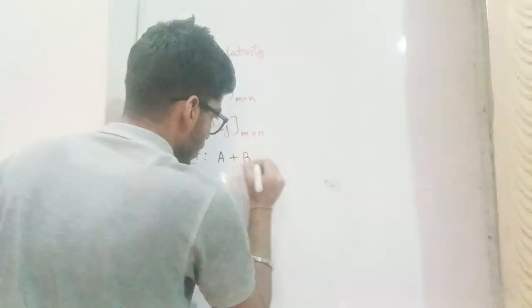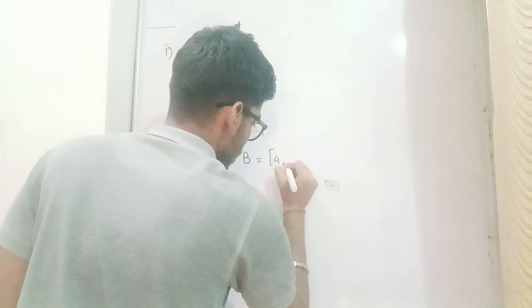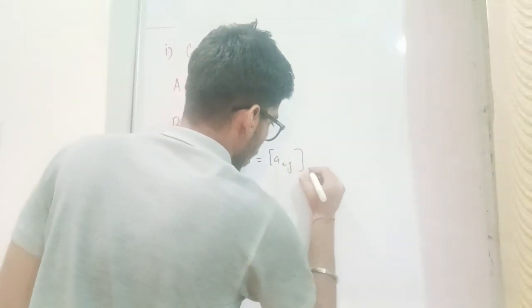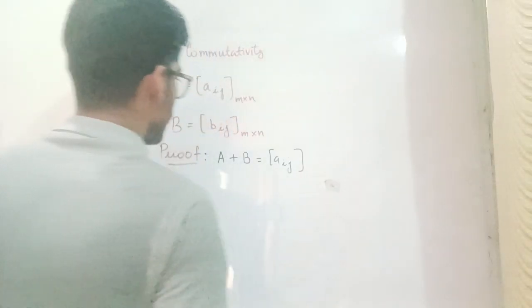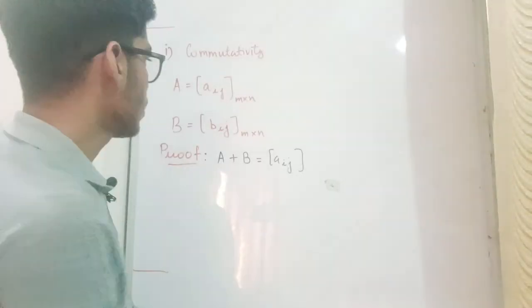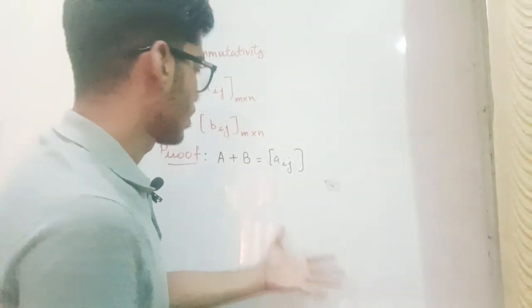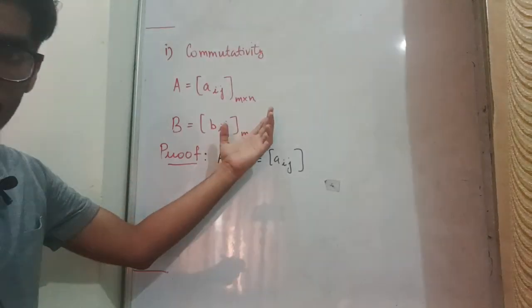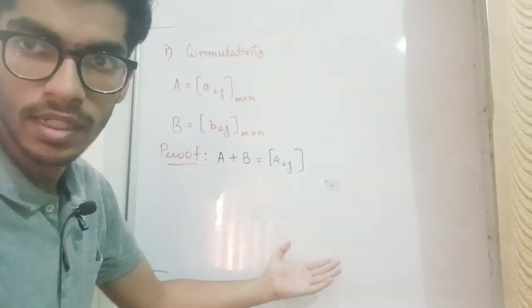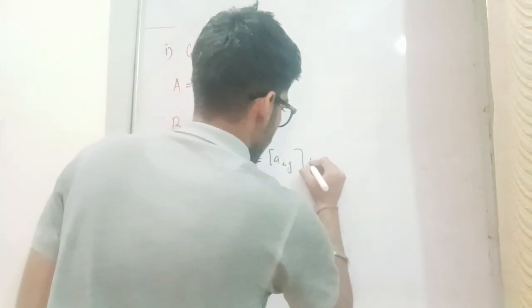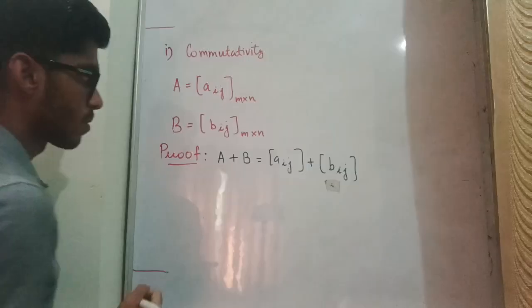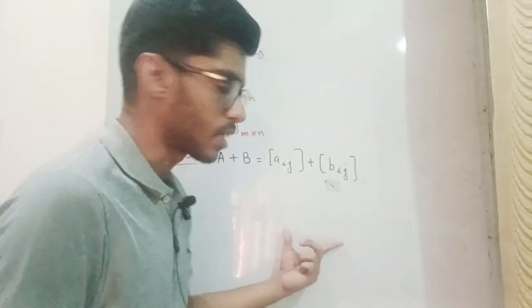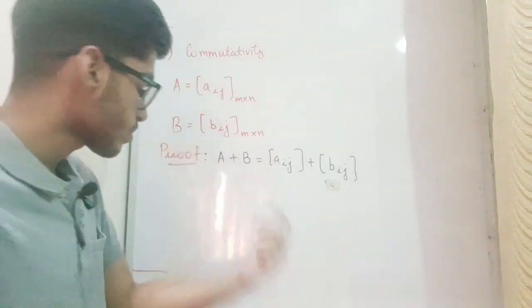A plus B can be written as A sub ij plus B sub ij. I will not be writing the dimensions again and again. It must be clear from here that I have already written the dimensions. So I'm adding my two matrices and we can write it this way.